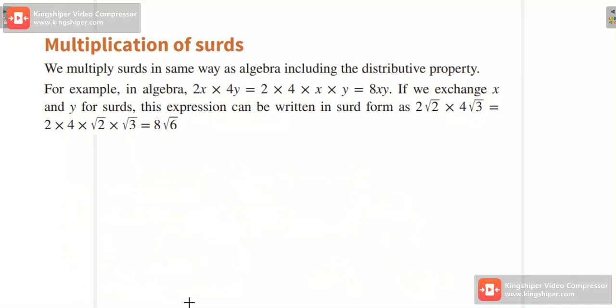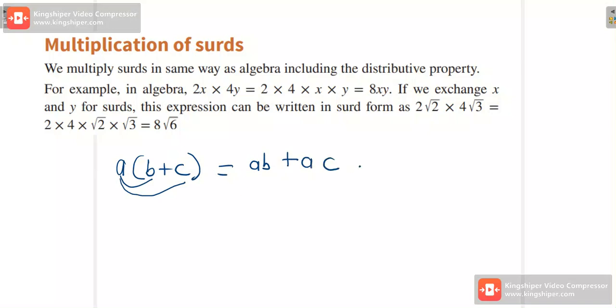Now, let us quickly move on to multiplication of sets. We multiply sets in the same way as algebra, including the distributive property. So we'll be using the distributive property, which states that A multiplying B plus C is equal to A, use the A to multiply B, and use the A to multiply C. So we have A times B plus A times C.